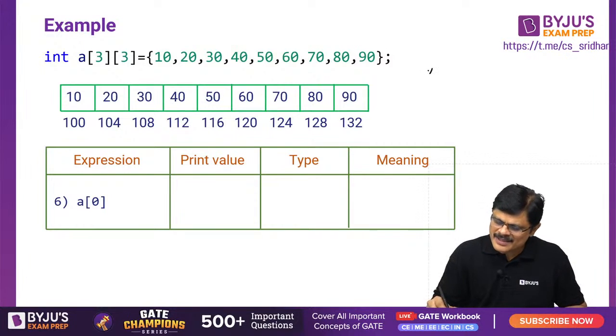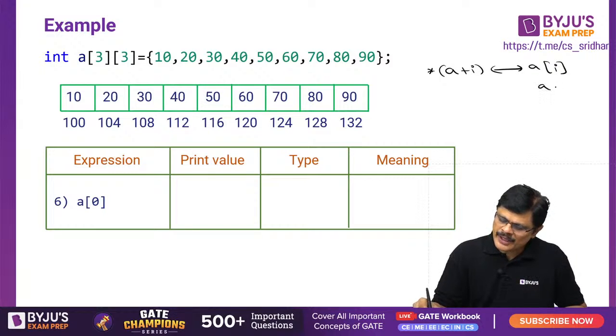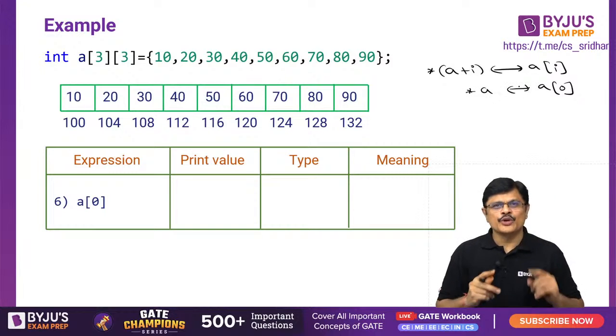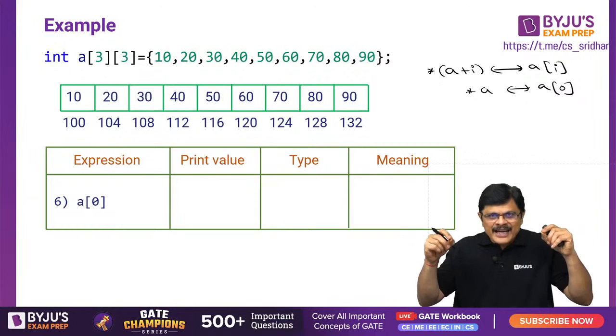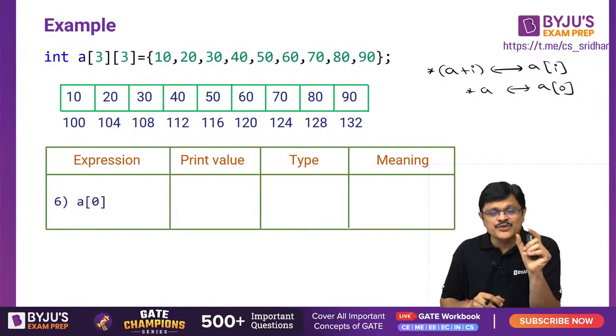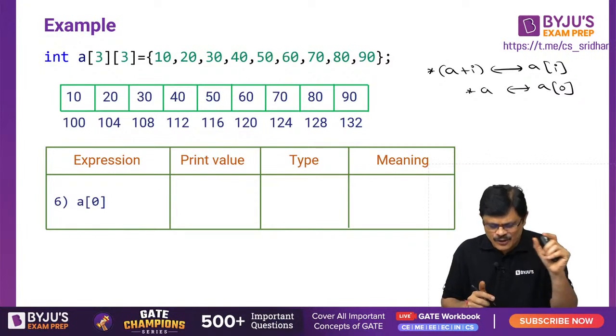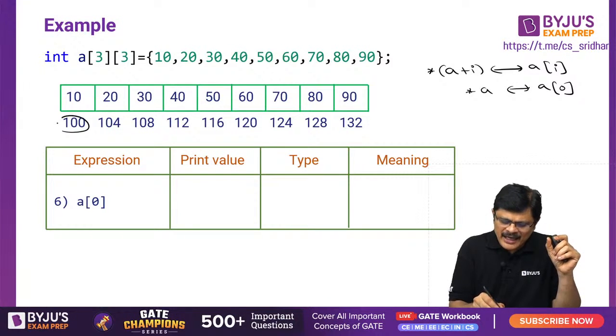So please remember, star of A plus i is A[i]. So A[0] means star A. A is the 0th 1D array, star A means the 0th element. So what is the address you are going to get? 100 you are going to get.